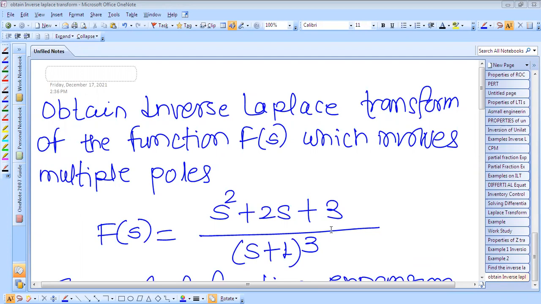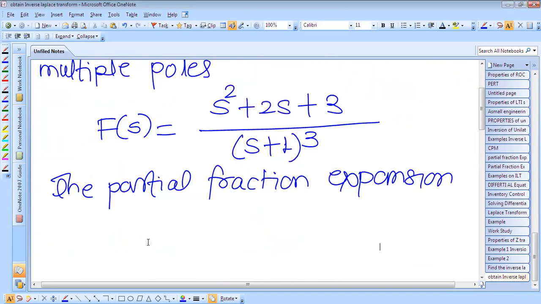Good morning, students. Today we'll discuss some examples on inverse Laplace transform, for a function which has multiple poles, and how to solve that. This function is given, and here there are multiple poles. Therefore, instead of considering the general case, we have to expand this function by the partial fraction expansion.